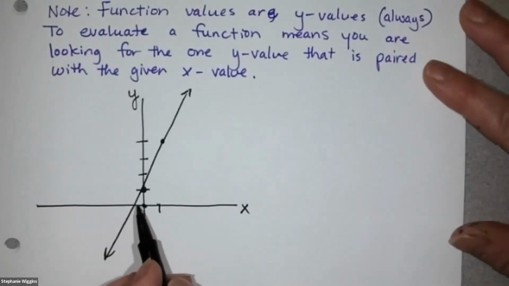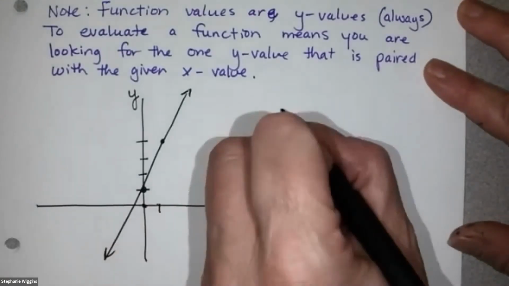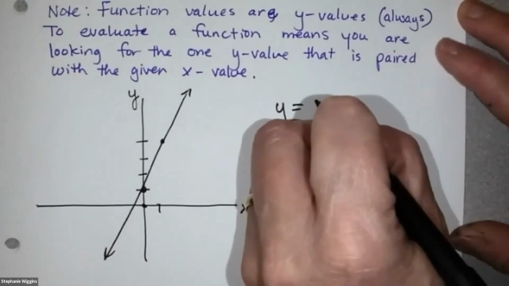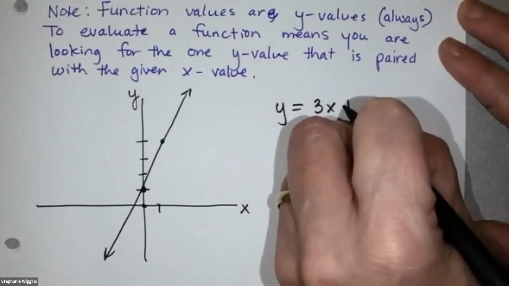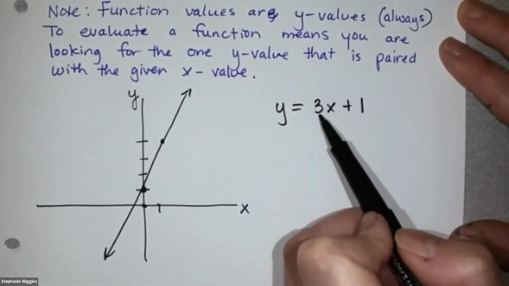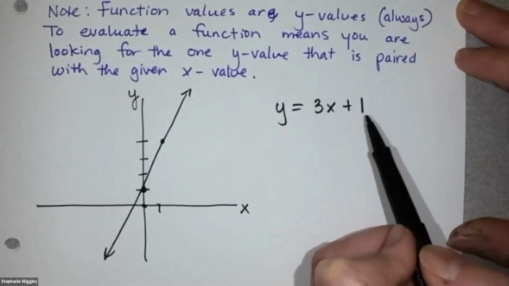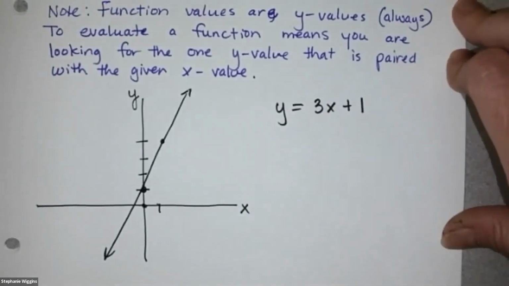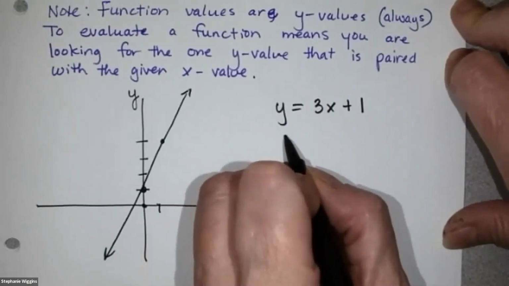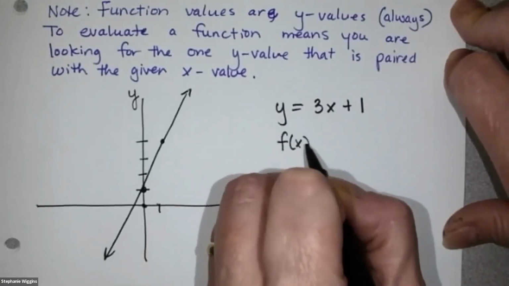If I write the equation of this linear function, it's y equals 3x plus 1. The slope is 3, the y-intercept is 1. And if I want to write it in function notation, I just replace the y with f of x.